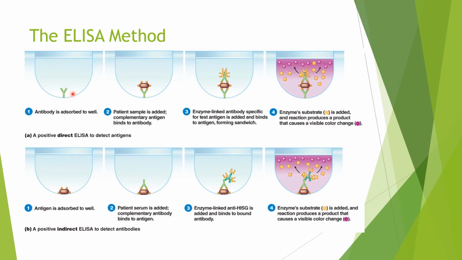So what you do is you take a sample from the patient, and you add the patient's sample. Now, if the patient does have bacteria A, it is going to bind to that antibody because this antibody only binds to bacteria A. And if this patient has bacteria B or bacteria C, it's not going to bind because this antibody is only specific in binding to a specific antigen.